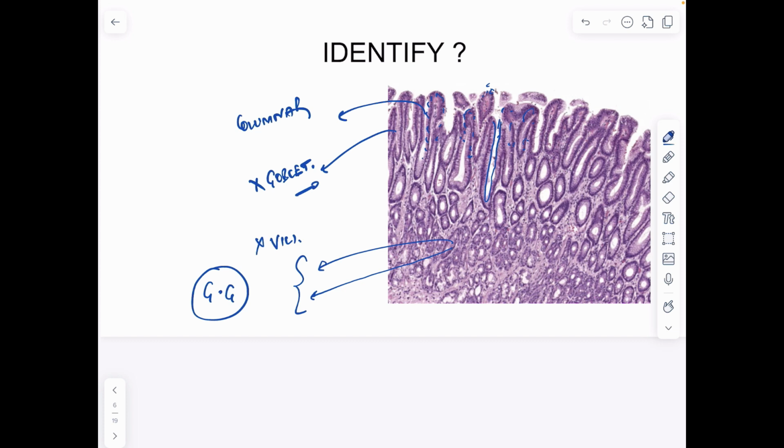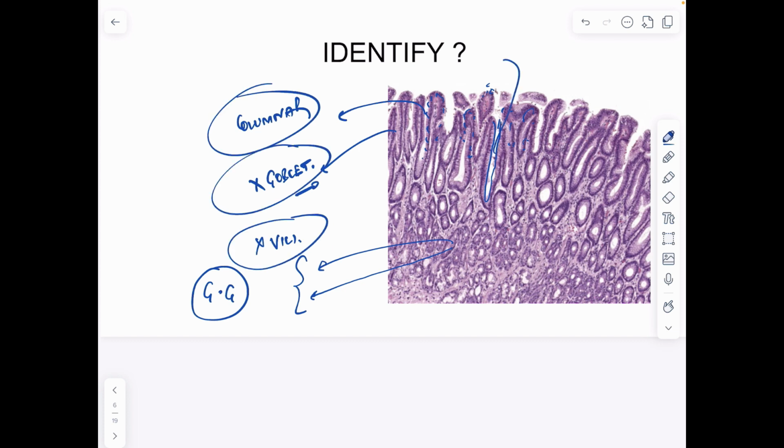So this slide is that of a stomach mucosa, and you have identified the columnar cells without any goblet cells, without any villi, and the gastric pits, which are the invaginations of the epithelium into the lamina propria. So the answer for this question is normal stomach mucosa.